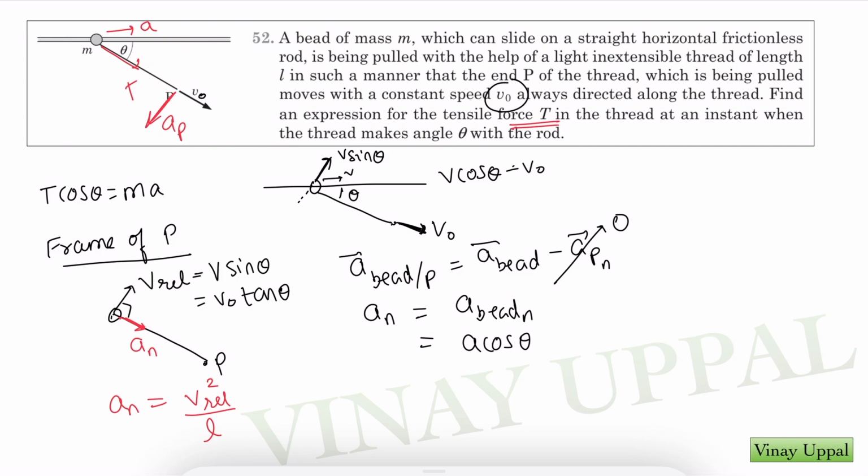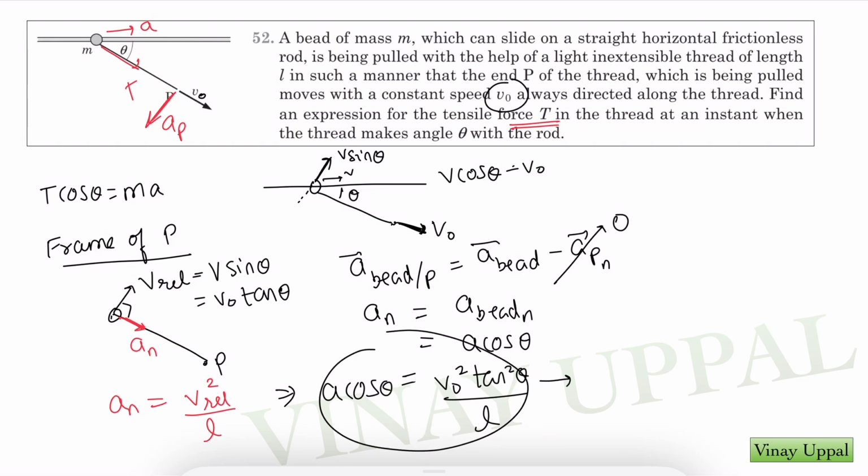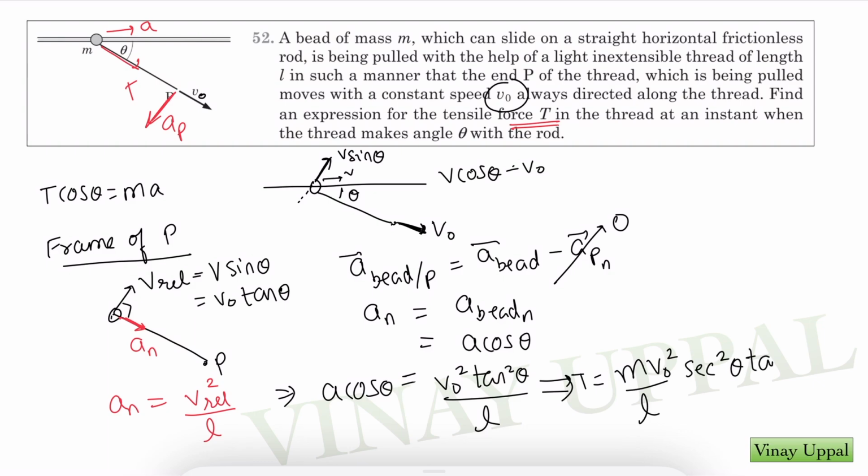Alright, so that's it. We are going to substitute An here and we're going to substitute V relative here. So what we get is A cos theta should be equal to V0 squared tan squared theta by L, and thus you get acceleration from this equation, and once you get acceleration we get tension. So just substitute acceleration from this equation here and you'll get your tension as V0 squared by L sec squared theta tan squared theta.